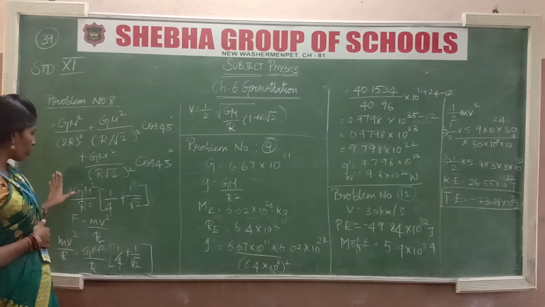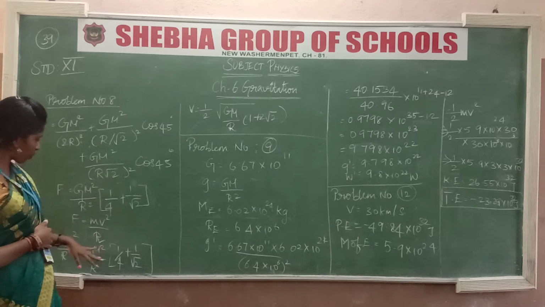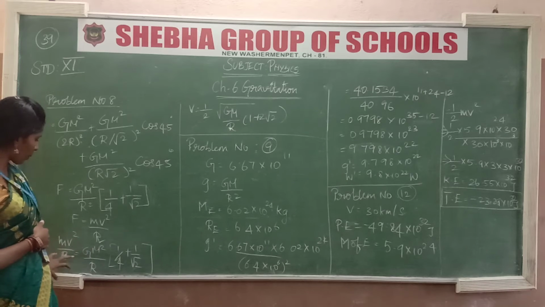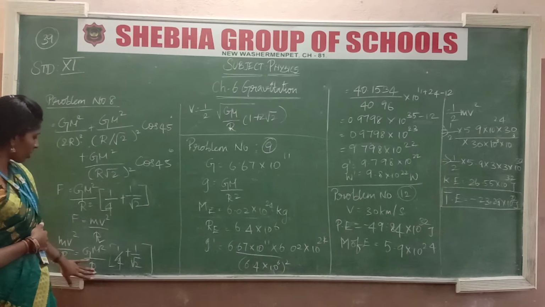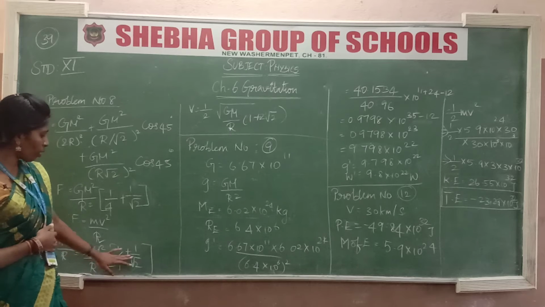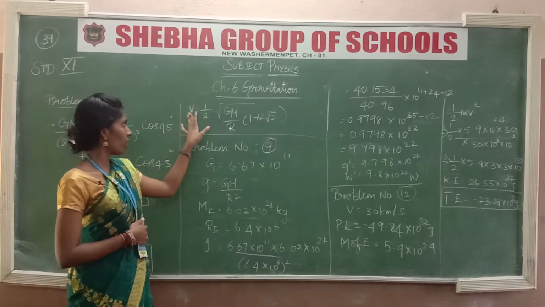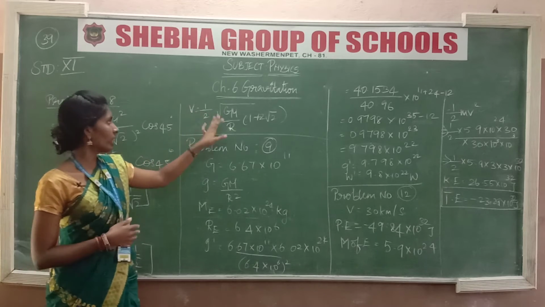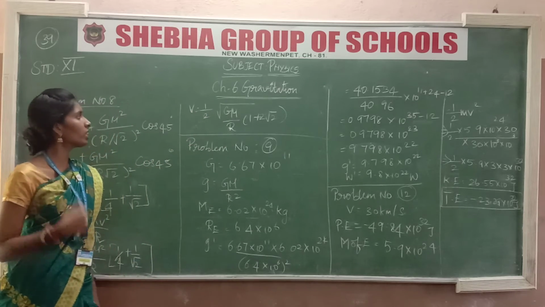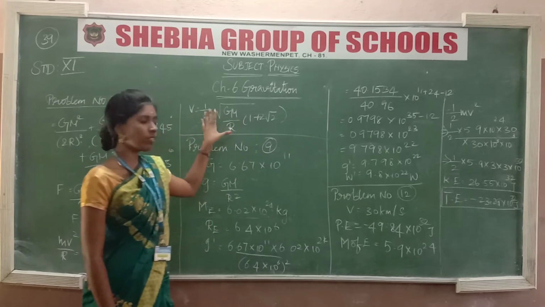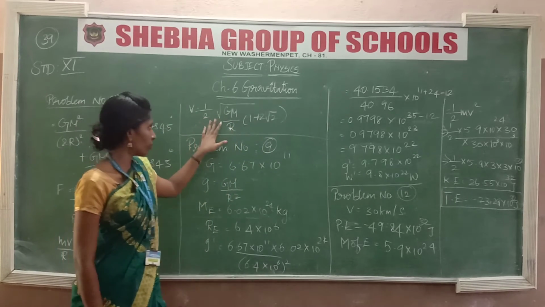In this, we substitute the value of the force. Okay, so substituting in F, mv square divided by r is equal to GM square divided by r, 1 divided by 4 plus 1 divided by root of 2. Okay, so the velocity or speed is equal to root of 1 divided by 2, total GM divided by r, 1 plus 2 root 2. It's the final value of the speed of the gravitation.